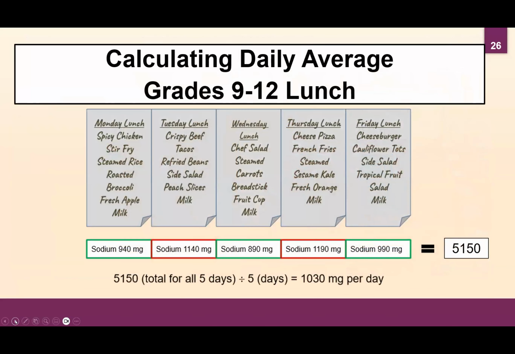The good thing is, again, we are going to use our average sodium for the week. So you're going to take your sodium totals for each day. If you're serving for 5 days, divide it by 5.